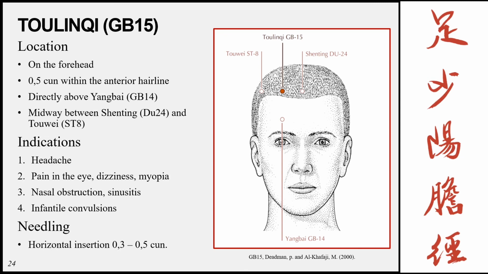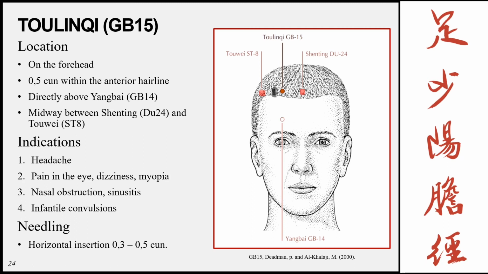The next point is Toulinqi, GB15. This point is also located on the forehead, but it's half a cun into the hairline, just like GB13 was, but it's directly above GB14. And this is midway between DU24 and stomach 8. So when you compare this to GB13, GB13 was 2/3 of the distance from DU24 to stomach 8, which was around here. Also, they both are half a cun into the hairline. It's just their distance lateral to DU24 or the midline that varies with these 2 points.